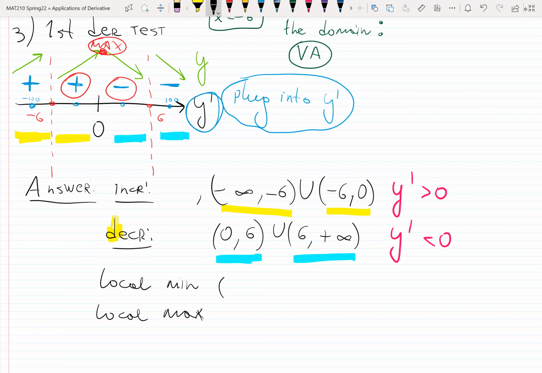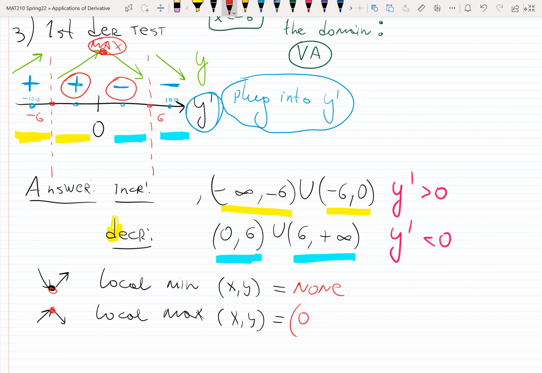X, y, go. Do I see any minimum? No, because minimum will be going down and then going up, while maximum will be going up and then going down. So the bottom of the pit, that's a minimum. The top of the mountain, that is a local maximum. We don't have the bottom of the pit, so no minimum. And there is a maximum at 0.